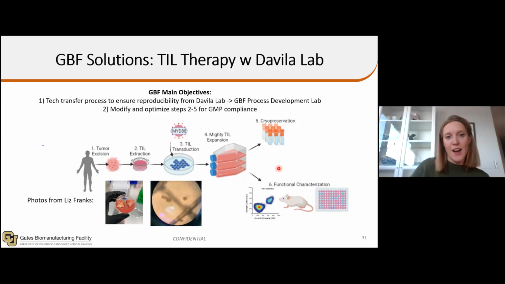So right now, at the GBF, we're really working up the tech transfer process, being able to make everything GMP compliant. Turning processes like this that are very complex from research grade into what can be done in the GMP suites is quite the project.